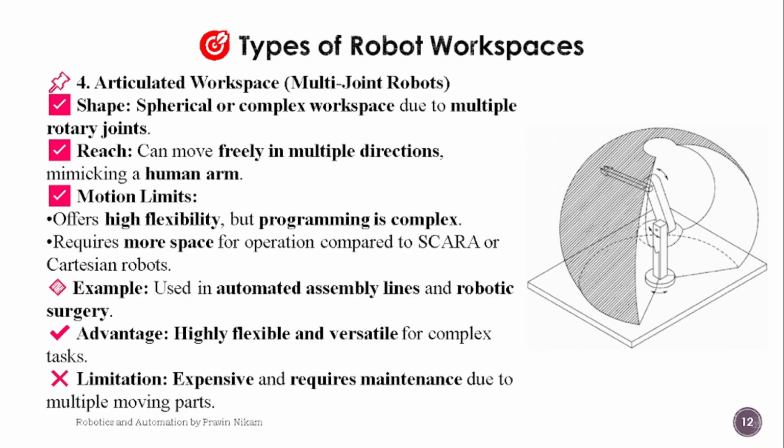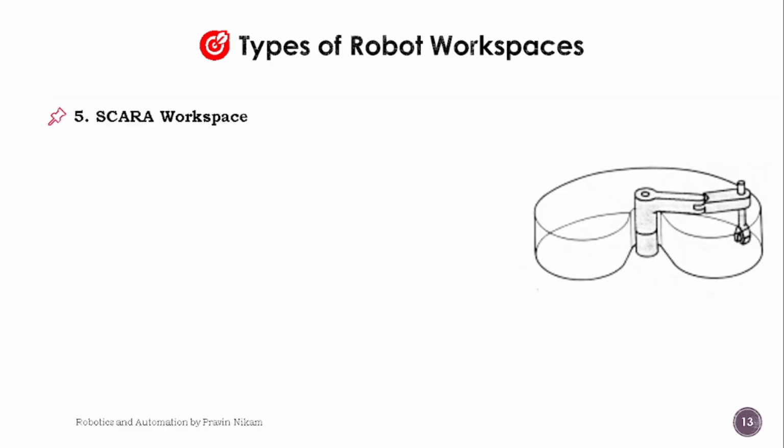Example used in automated assembly lines and robotic surgery. Advantage is highly flexible and versatile for complex tasks. Limitation is expensive and requires maintenance due to multiple moving parts. Then the fifth type is SCARA workspace.